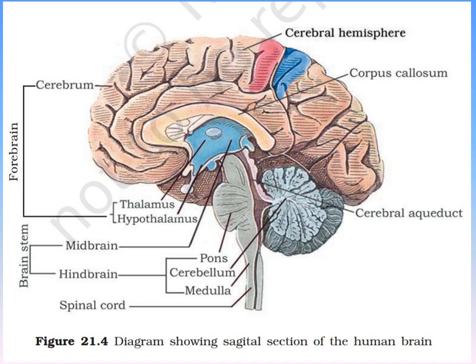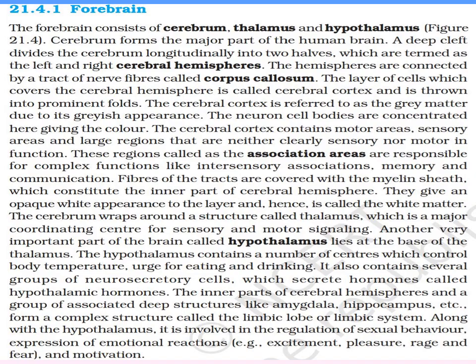Like you can see, the major parts are the forebrain, midbrain, and the hindbrain. We will talk about this in detail. The three major parts are the forebrain, midbrain, and hindbrain, and these can be further divided as well. So starting with the first part of the brain, which is the forebrain. The forebrain consists of the cerebrum, the thalamus, and the hypothalamus.